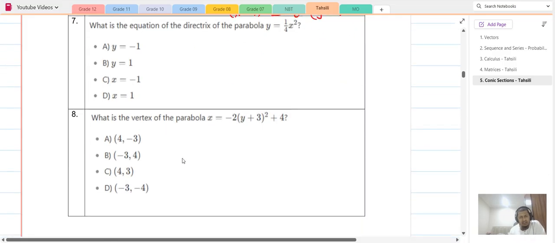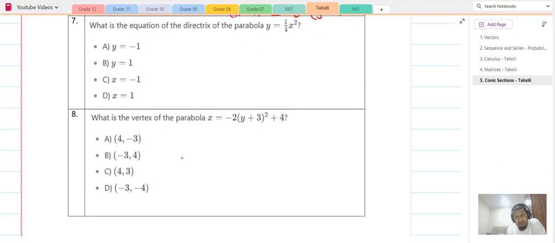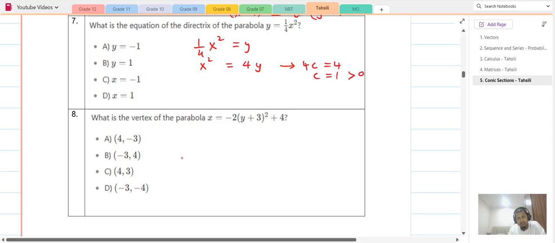What is the equation of the directrix of the parabola? Let's write this in standard form. Remember to put the squares on the left-hand side. So we got (1/4)x² is equal to y. Multiplying both sides by 4, you get x² = 4y. So we know from here 4c is equal to 4, c is equal to 1, it is positive. So we know that the parabola opens upwards.